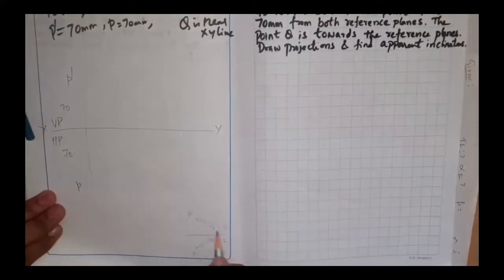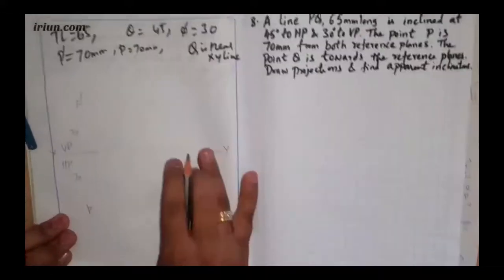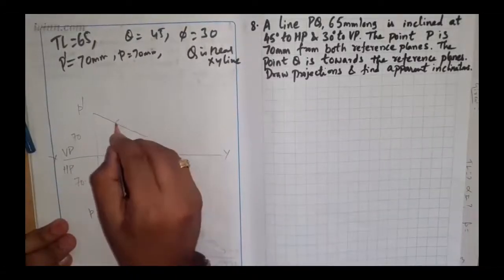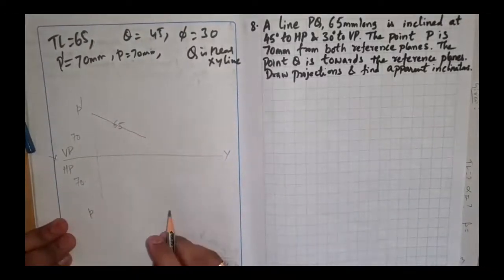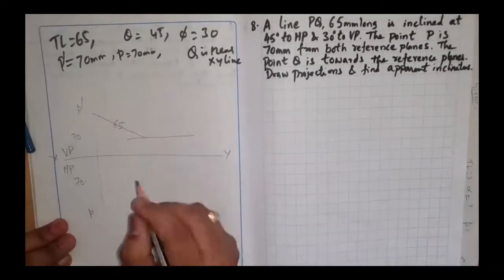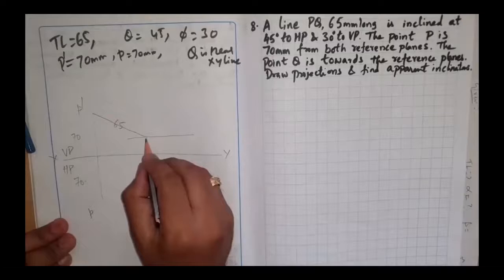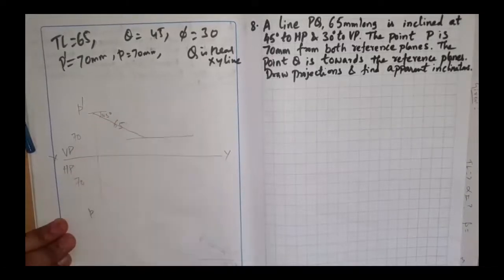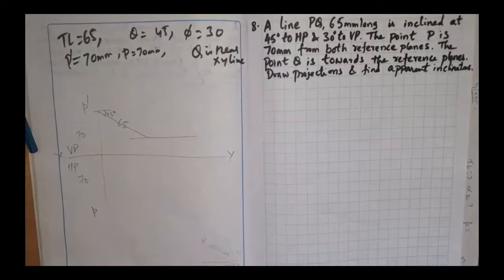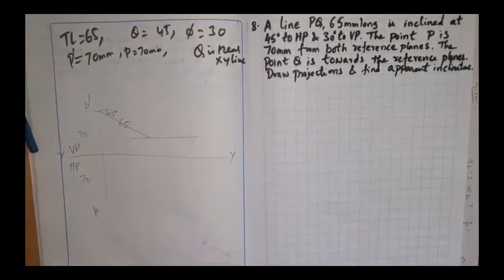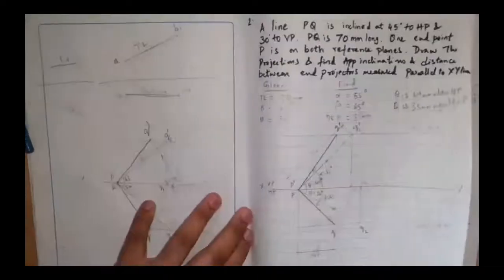So what I have to do? I have to draw it downwards. So at 45 degrees, I'm going to draw a line for a length of 65 mm. And mark this as what? Q dash. That is what is important for you. It is not the front view.